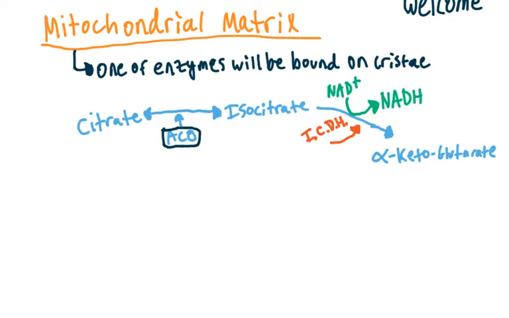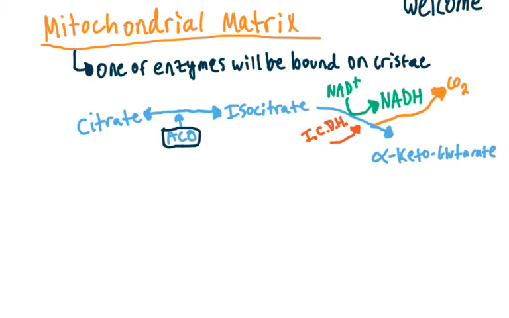And in this step, since I remember right now, let's write it down before we forget: we lose a carbon dioxide molecule, because isocitrate is a 6-carbon molecule, and then we go to a 5-carbon molecule.